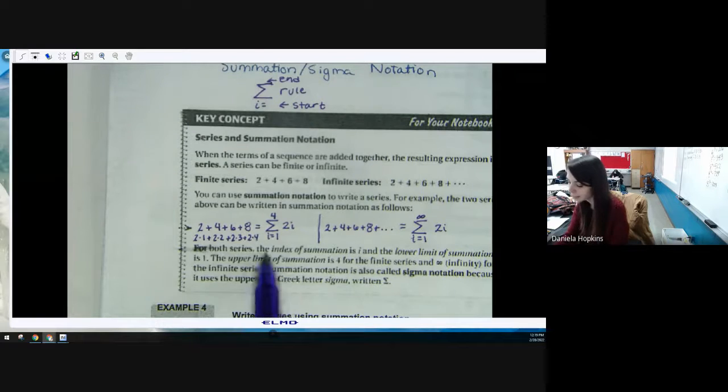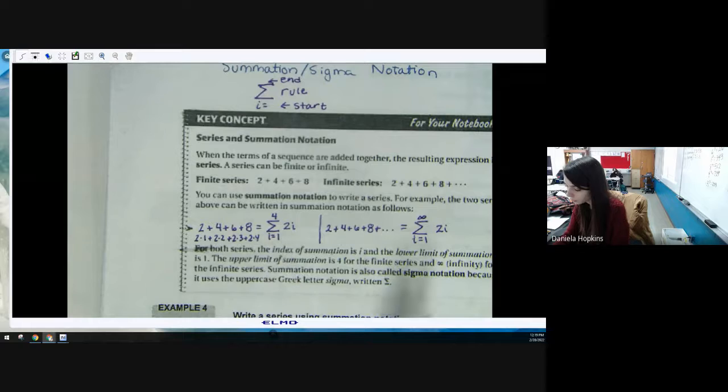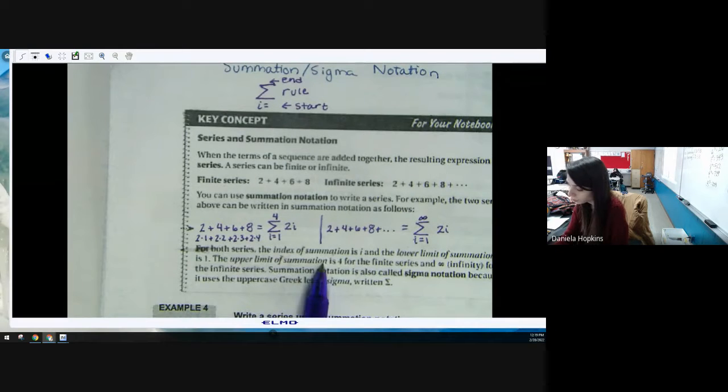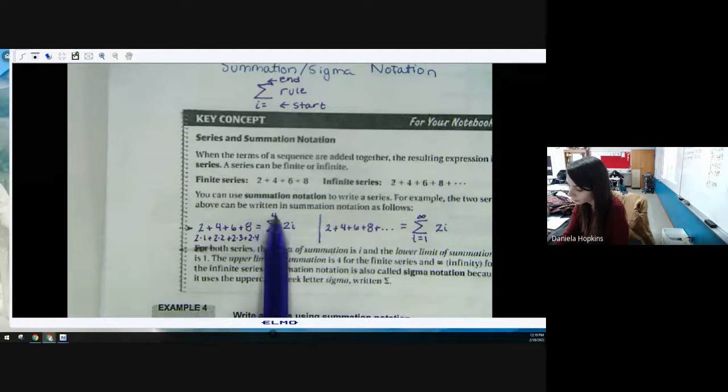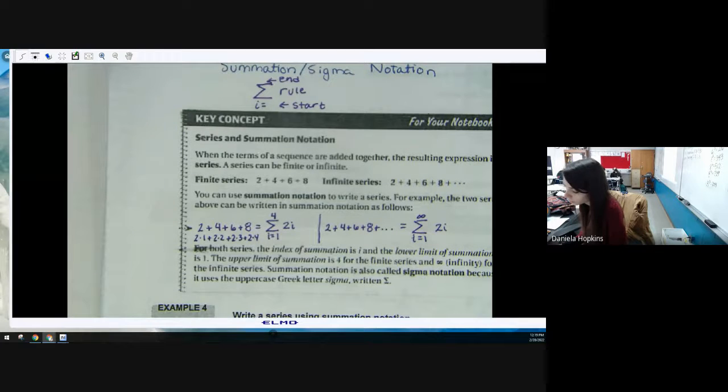So for both series, the index of summation is i, and the lower limit of summation is 1, meaning that starting value. The upper limit of summation is 4 for the finite series and infinity for the infinite series. Summation notation is also called sigma notation because it uses the uppercase Greek letter sigma, written as that sideways M. Any questions about the notation?